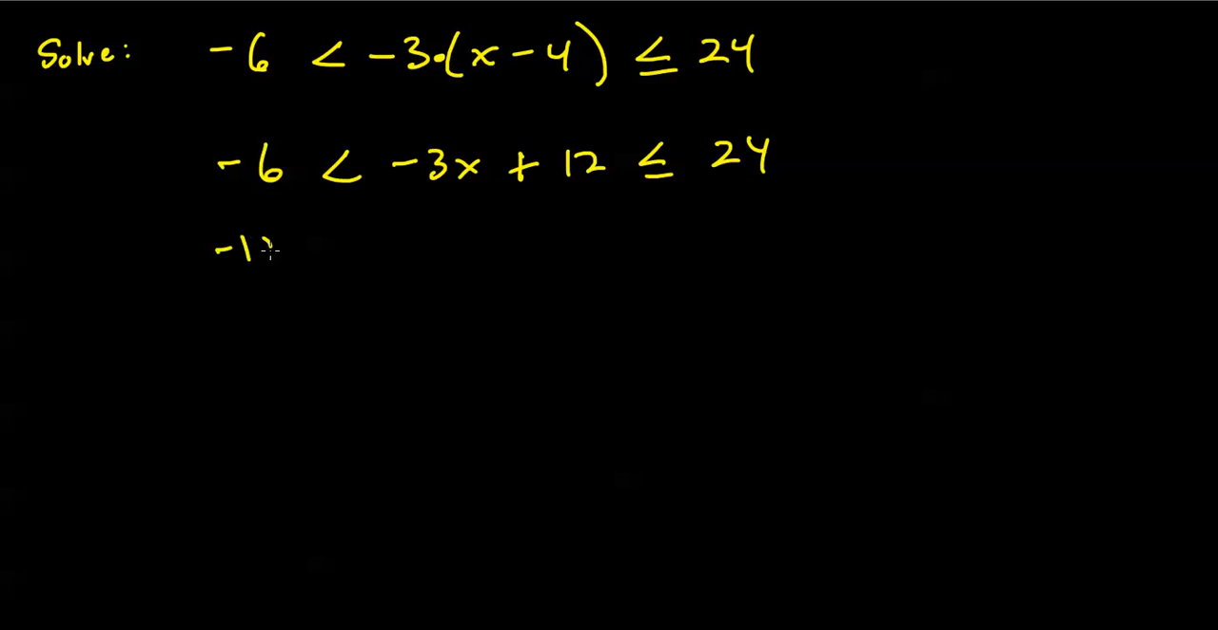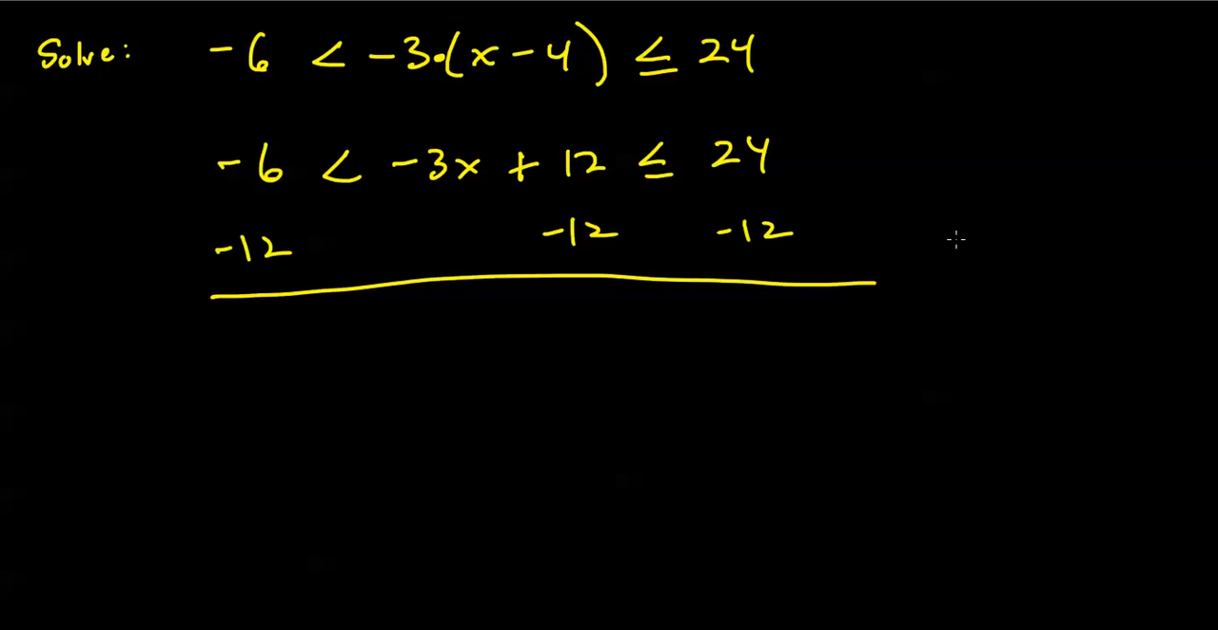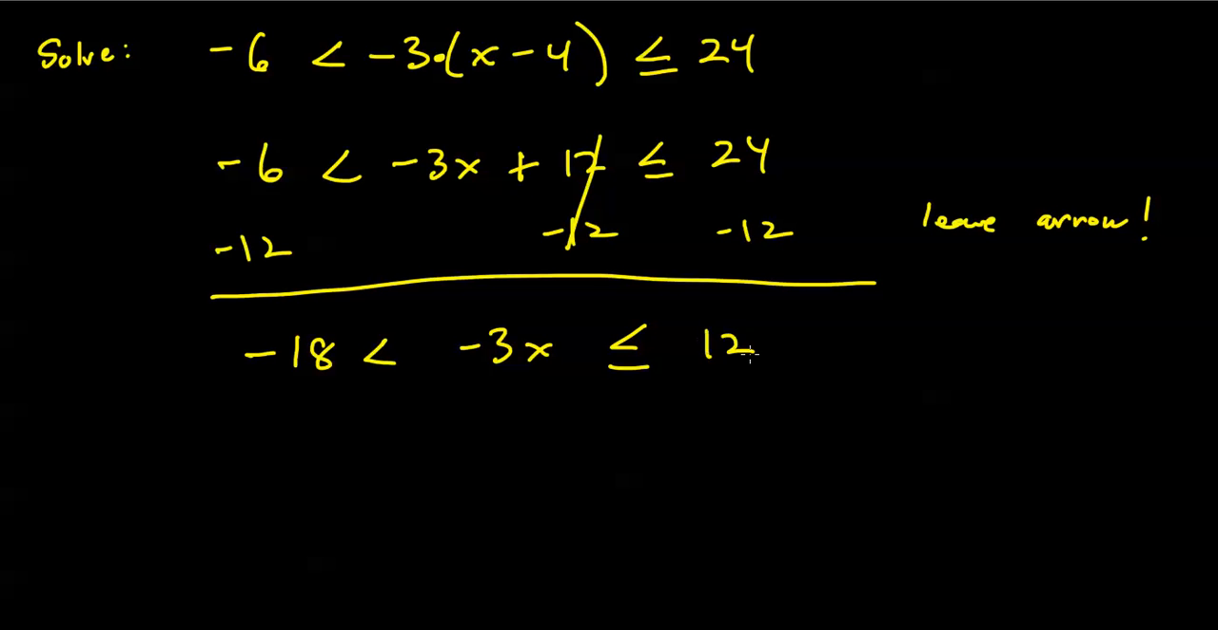Of course, I'm going to subtract 12 from each element of this inequality statement, and I leave the arrow alone because I'm adding or subtracting a quantity from all three sides here. We leave the arrow alone. Alright, I'll get minus 18 on the left. In between, the 12 and minus 12 cancel out. Minus 3x in between. And on the right, 24 minus 12 is, of course, 12. So minus 18 is less than minus 3x, in turn less than or equal to 12.